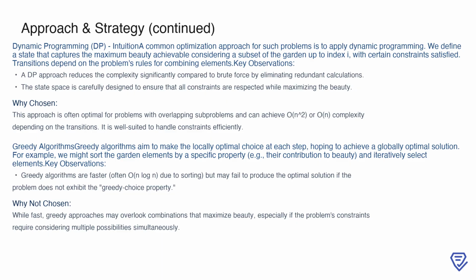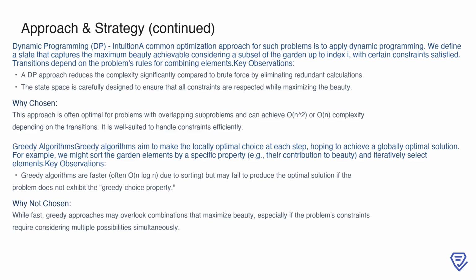The core advantage of dynamic programming is its ability to eliminate redundant calculations, significantly reducing the computational burden compared to brute force. By carefully designing the state space and transitions, we can systematically evaluate all possibilities without violating the problem's rules. This approach is particularly effective for problems with overlapping subproblems, allowing us to achieve polynomial time complexity, such as n squared, or even n, in some implementations.